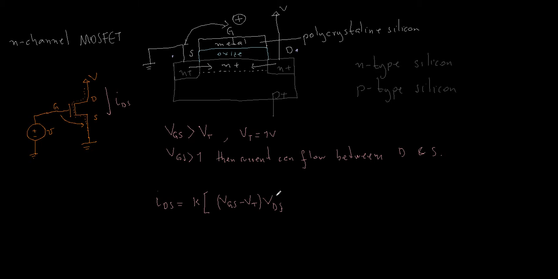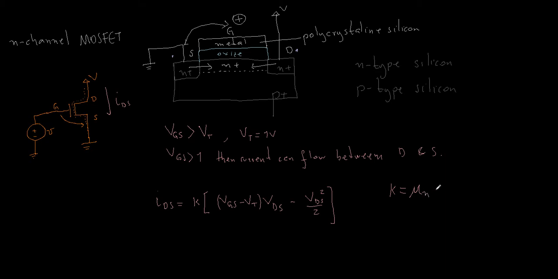Now K is a constant which depends on the manufacturer of the transistor. So each transistor has a certain constant K, and the constant K can be written in terms of the electron mobility, UN, times the capacitance of the oxide layer, times the width of the transistor divided by the length of the transistor. And this is dependent on the manufacturer again. Let's not worry about these constants for now, I'm just giving them for completion. Let's just take them to be K right now.